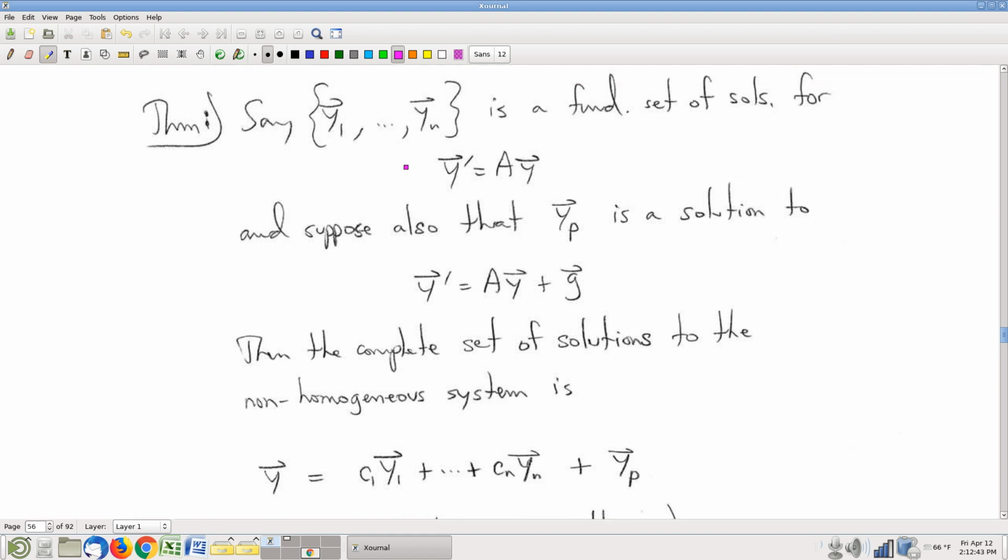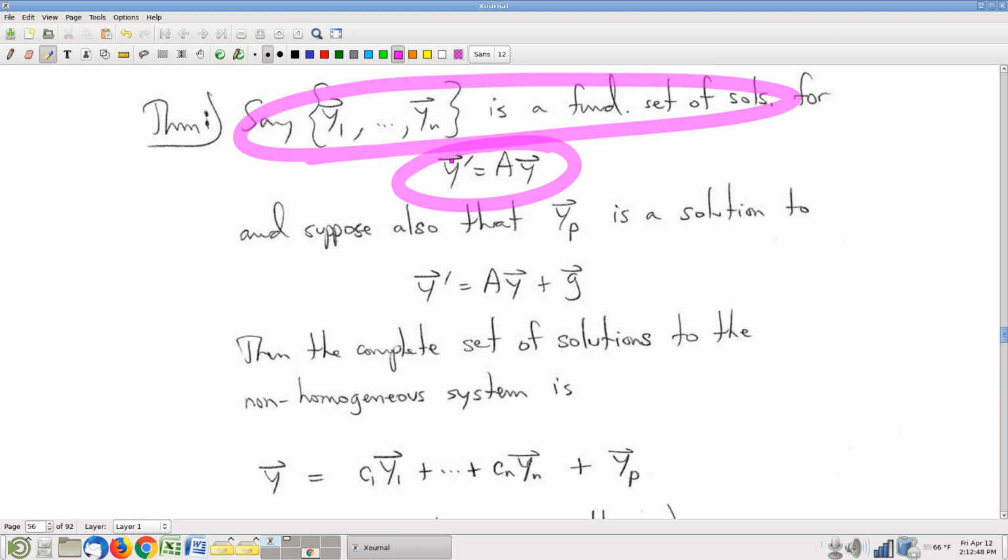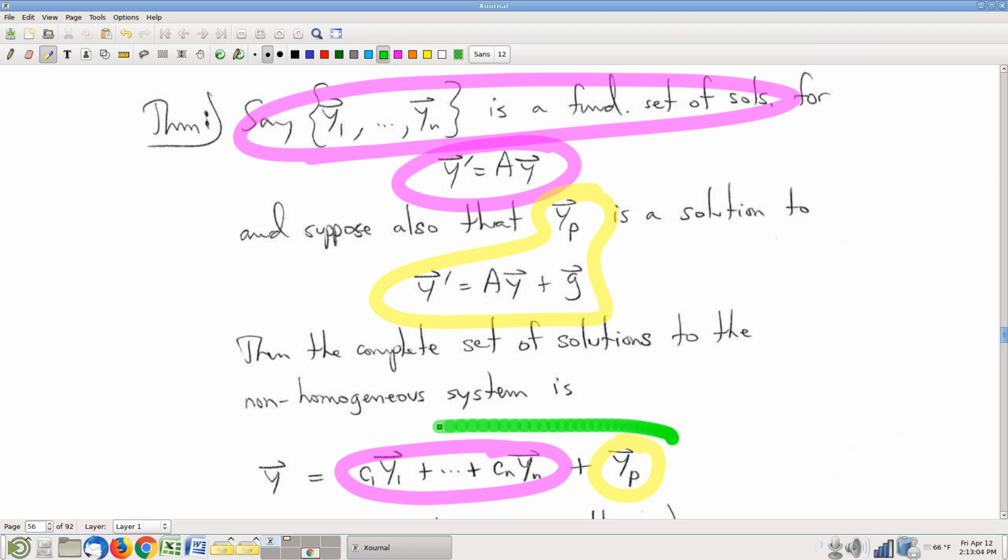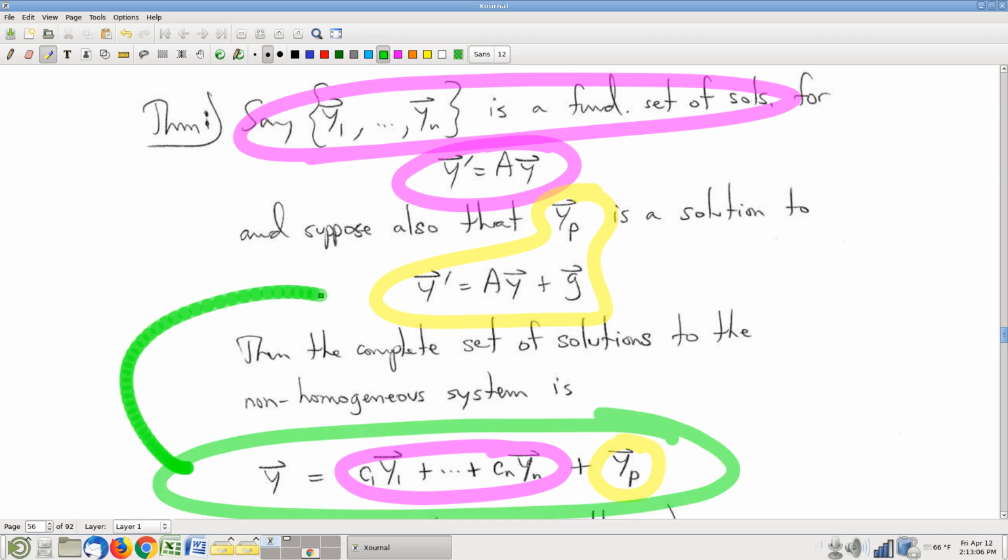If you have a fundamental set of solutions to the homogeneous equation, and then if you add to that a particular solution to a non-homogeneous equation, that sum gives you the general solution to that non-homogeneous equation. Sound familiar? Right? We wrote down word for word exactly that same theorem back in chapter 4.